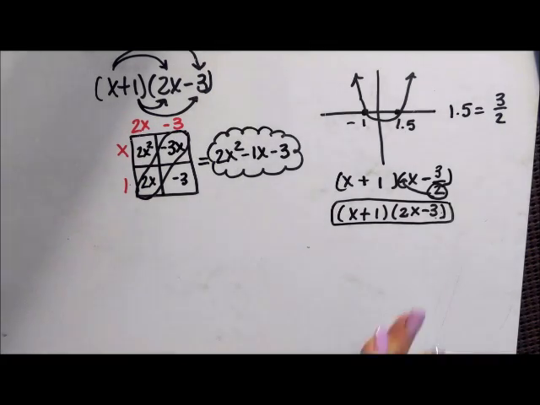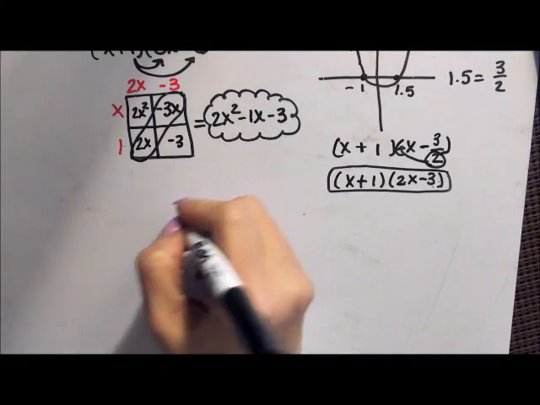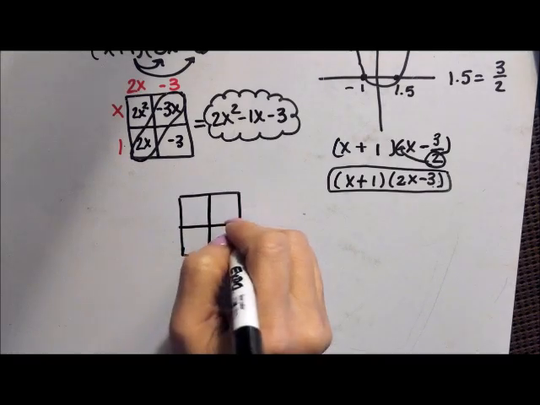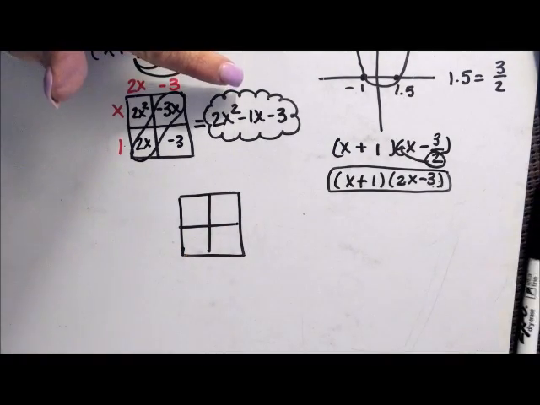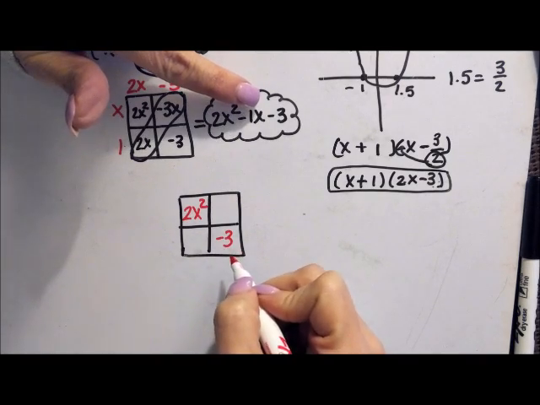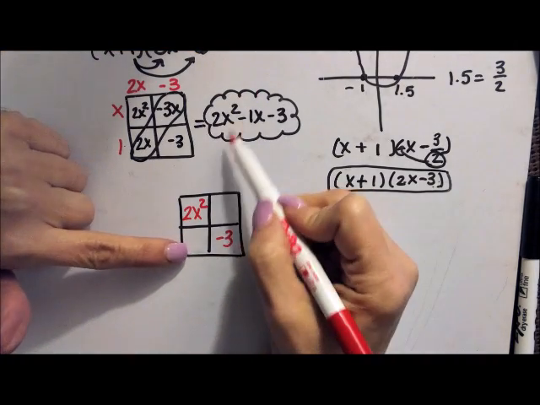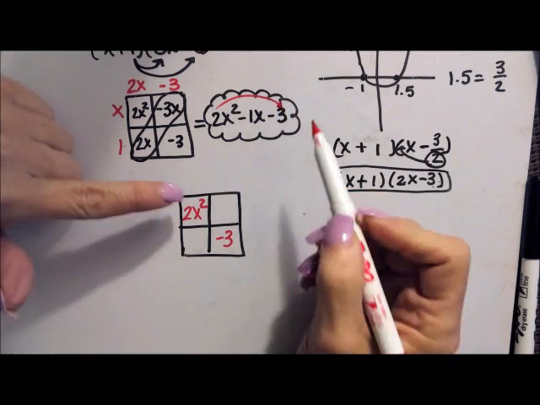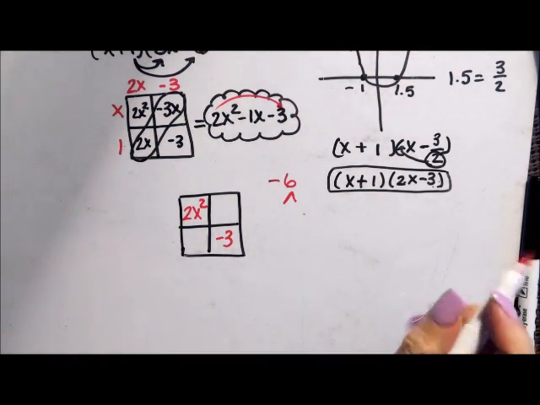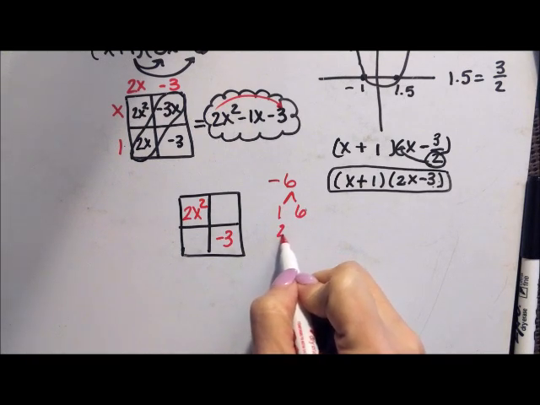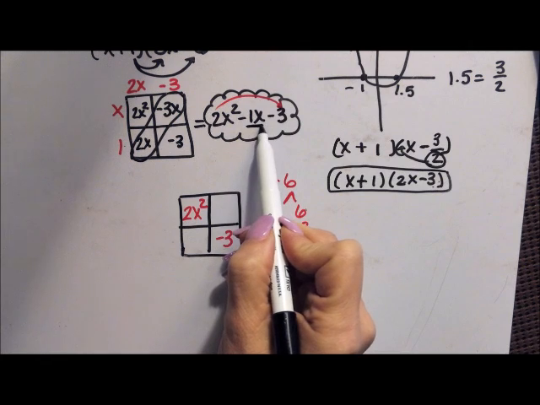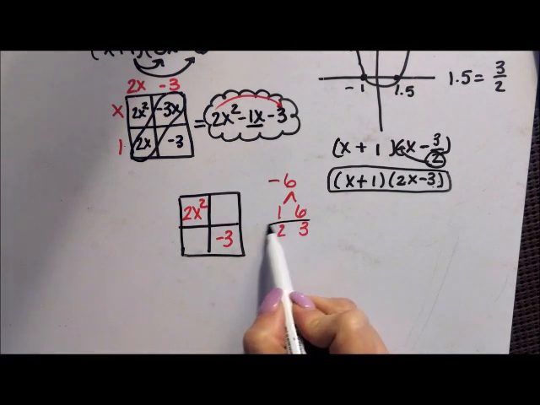Now, that was just one option. Another option was to take this, make a box, and put what we know inside here. So we know 2x squared goes here, and we know that -3 goes here. We have to figure out what goes here. So we make a rainbow, and we do 2 times -3 gives me -6. And then we would list out every factor of -6. So 1 times 6 and 2 times 3. Which of these can I put together to get -1? Well, -1 probably going to have to go here.